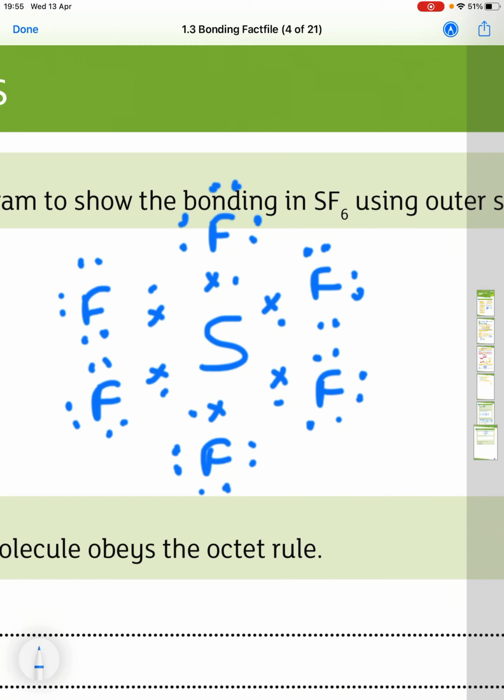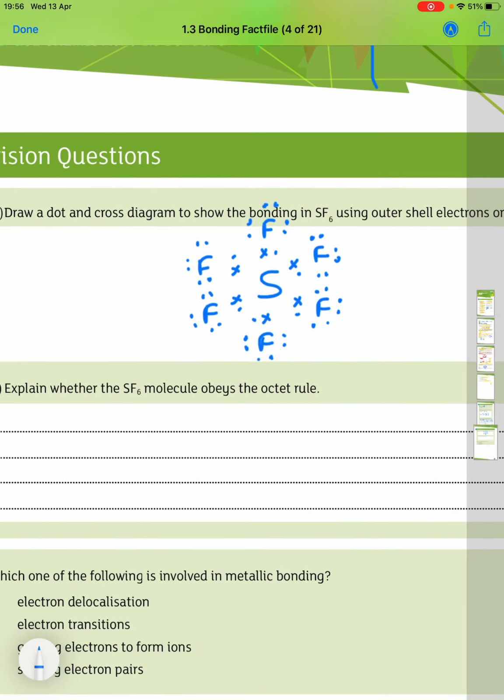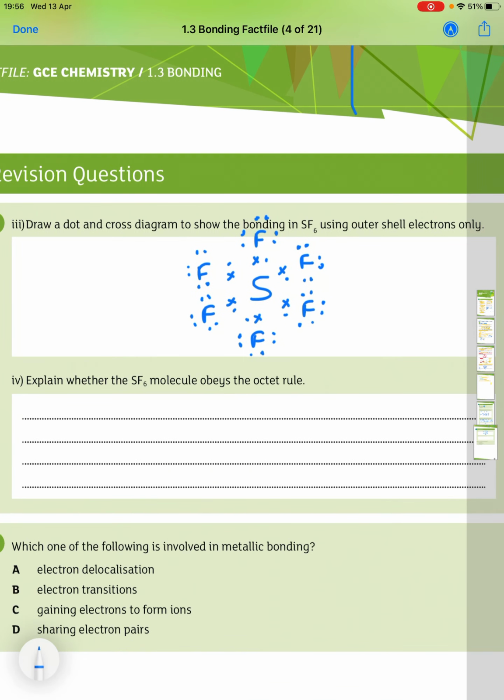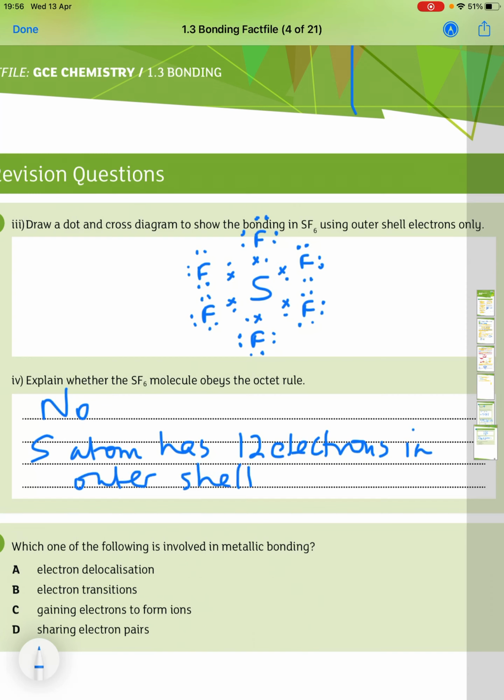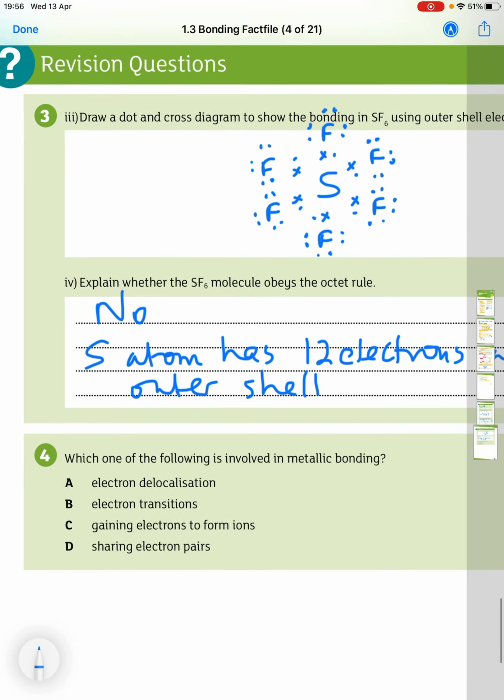So if I'm right, we should have 8 electrons around each fluorine, and then there are 12 around the sulfur in the middle. And it says, explain whether the SF6 molecule obeys the octet rule. The answer is no. And the reason is because it has 12 electrons in the outer shell. And of course, if it was obeying the octet rule, it would only have 8.